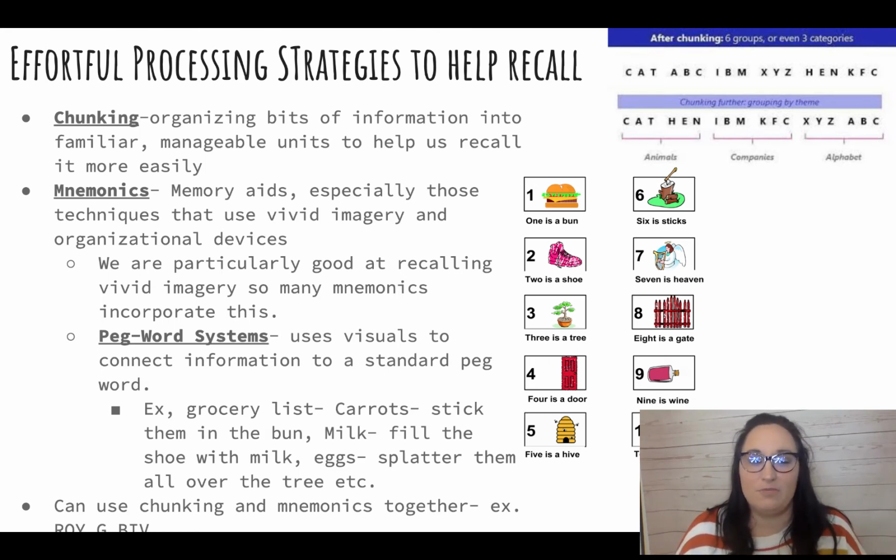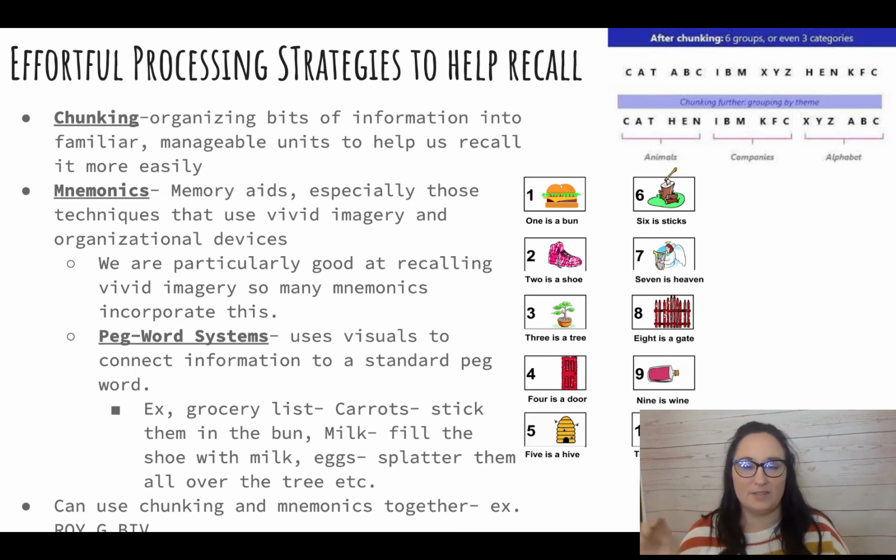So one kind of mnemonic that does this is called peg word, and peg word uses visuals to connect information to a standardized peg system. So over on the right, we have 1 is a bun, 2 is a shoe, 3 is a tree. You might have heard these before. So you pair the information you need to know with those peg system words.